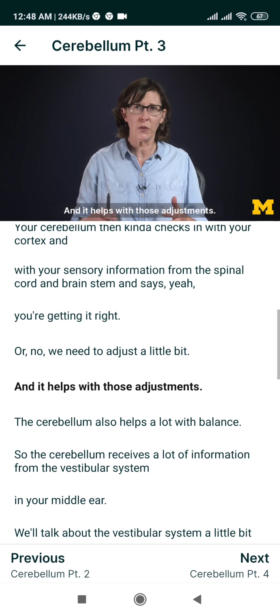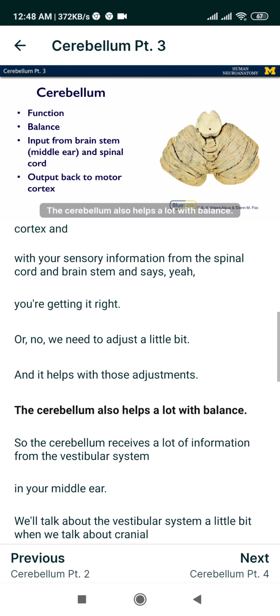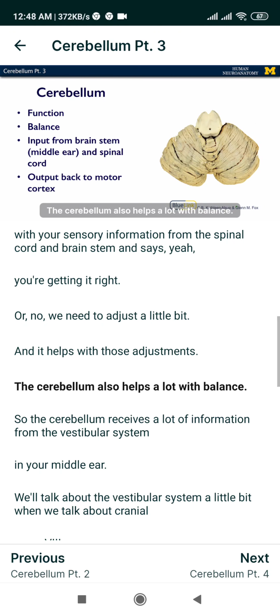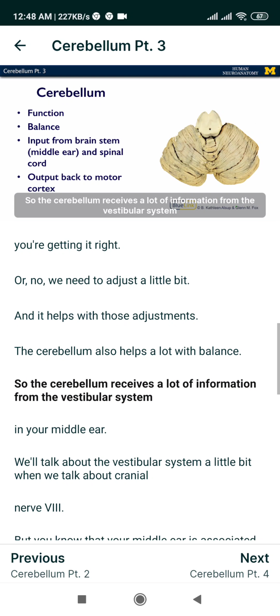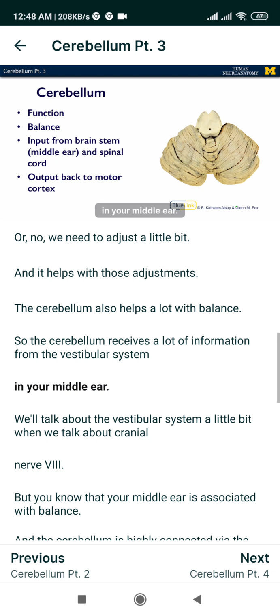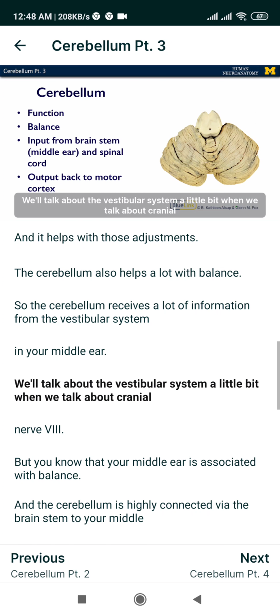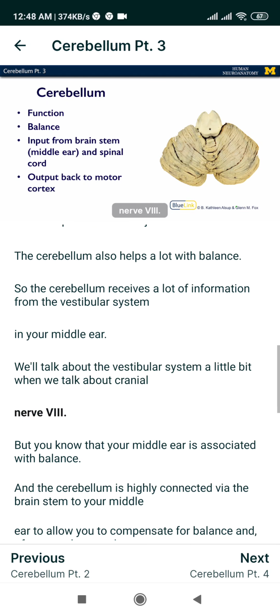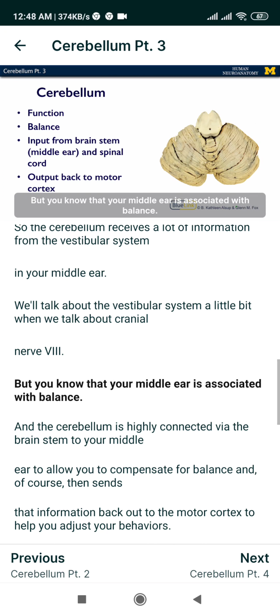And it helps with those adjustments. The cerebellum also helps a lot with balance. So the cerebellum receives a lot of information from the vestibular system in your middle ear. We'll talk about the vestibular system a little bit when we talk about cranial nerve 8, but you know that your middle ear is associated with balance.